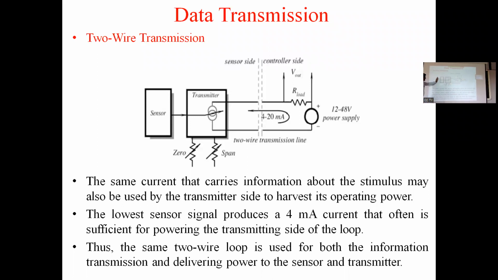When the sensor senses some stimulus, at that situation there is a generation of current on the output side. That means it will convert the stimulus to an electrical current. So here the current will be generated. This current will travel in this closed loop.